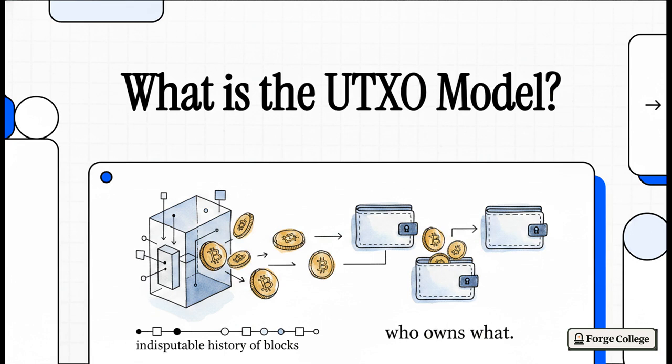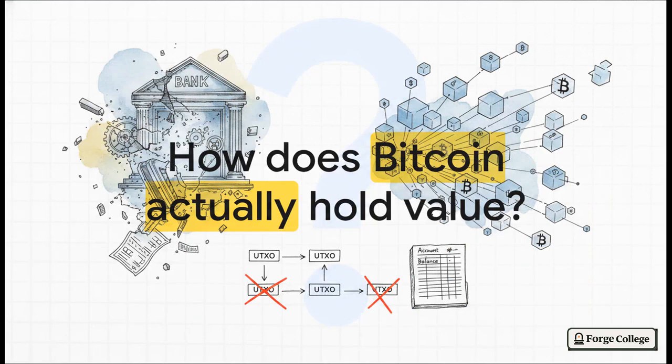We're going to look at the precise state model Bitcoin uses to track who owns what. Let's kick things off with a question that honestly forces us to completely rethink everything we know about how digital money works. How does Bitcoin actually hold value? Look, if you're picturing a traditional bank database where an account number is tied to a balance that just magically ticks up and down as you spend money, you're going to have to unlearn that. Seriously, scratch that mental model. Bitcoin doesn't have accounts. It literally doesn't have balances. It does something entirely different, completely decentralized, and honestly, it's a whole lot more fascinating.